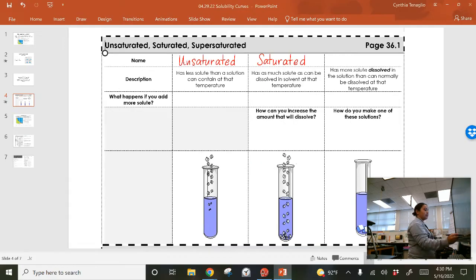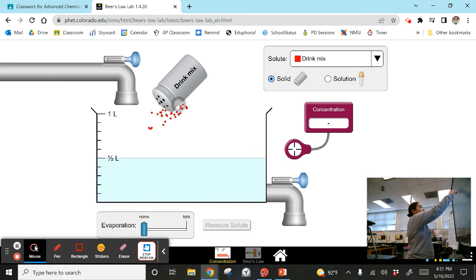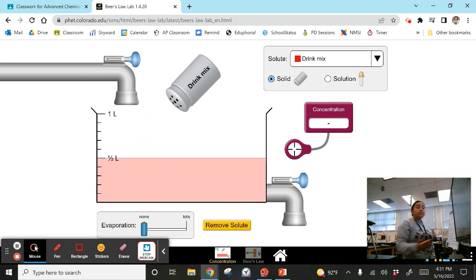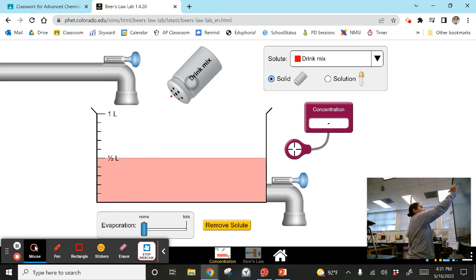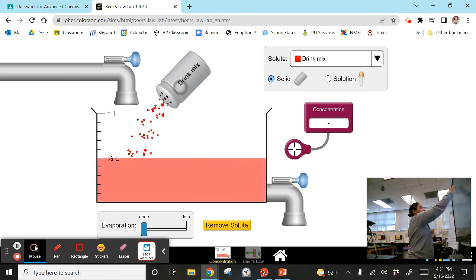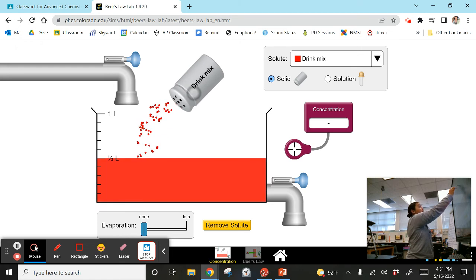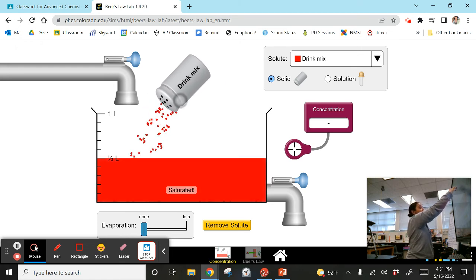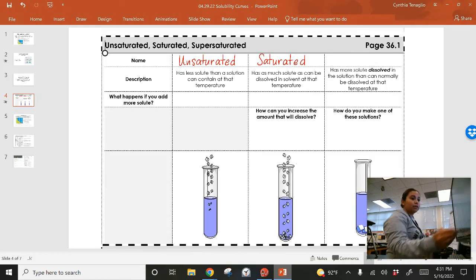So let's go back to that simulation to kind of make the connection to what we're talking about here. So if I remove all the solute here, at first the solution is unsaturated because if I continue to add more drink mix, notice that it continues to dissolve. And so then that's the unsaturated solution. Eventually, I'm going to get to a point where if I add more drink mix, it won't dissolve anymore. And that's when it gets to be saturated. So at that point, you see how it says saturated. At that point, when you add more solute, it just sinks to the bottom of the container. So that's what we're going to put in our notes here.